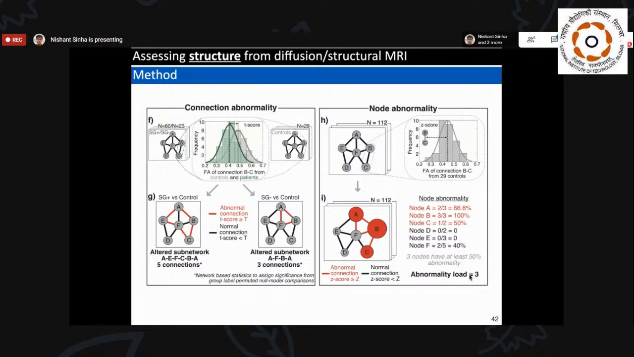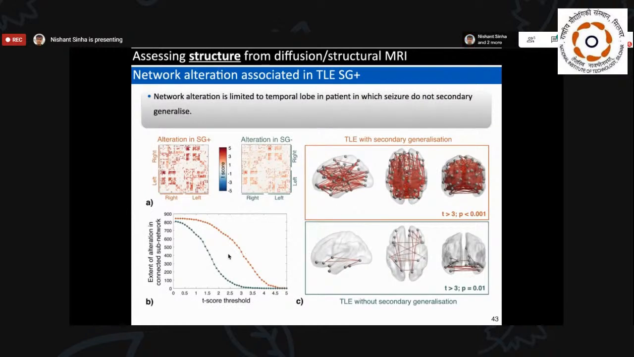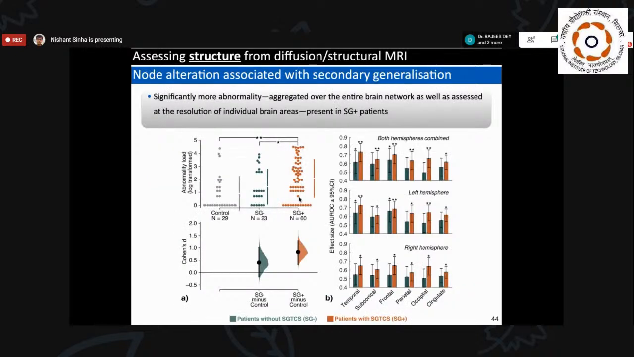And this abnormality load can be computed for every patient and controls by taking a control out and comparing the control with the remaining control distribution. So we apply this technique and we find that the network alteration in patients who do not have secondary generalized seizures is limited mainly to the temporal and the frontal areas. Whereas in the patients who have secondary generalized seizures, the network alterations are quite widespread. In terms of abnormality, we again see that the patients who have secondary generalized seizures have a statistically higher abnormality load as compared to the patients who do not have secondary generalized seizures, and the controls are further lower.